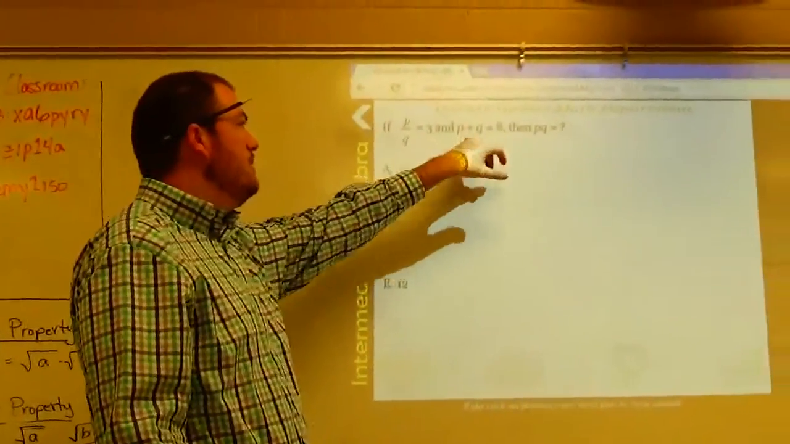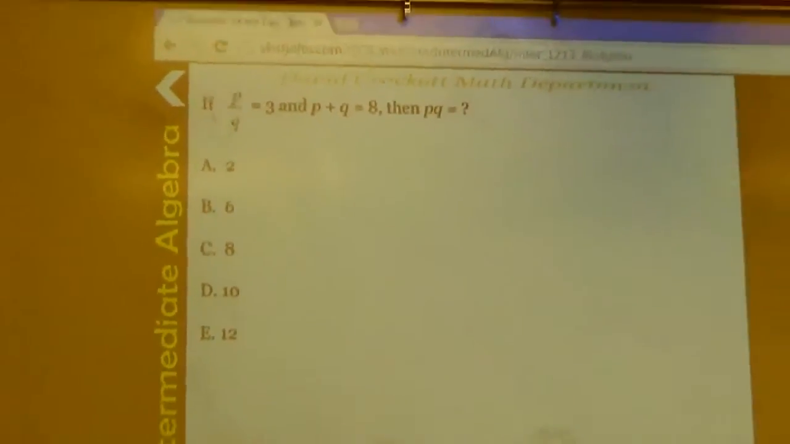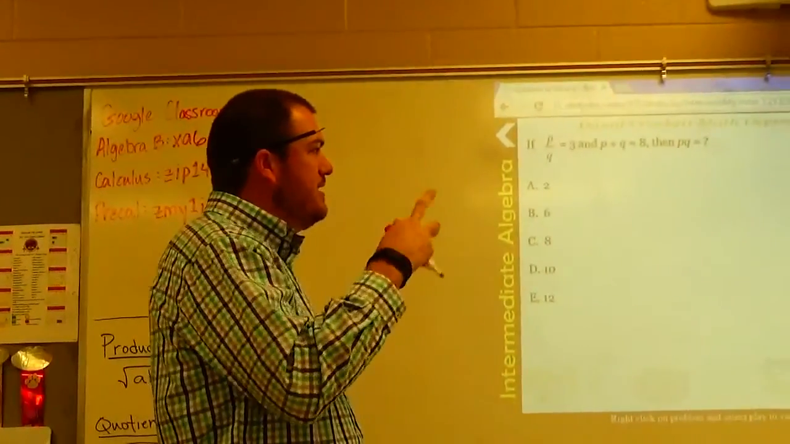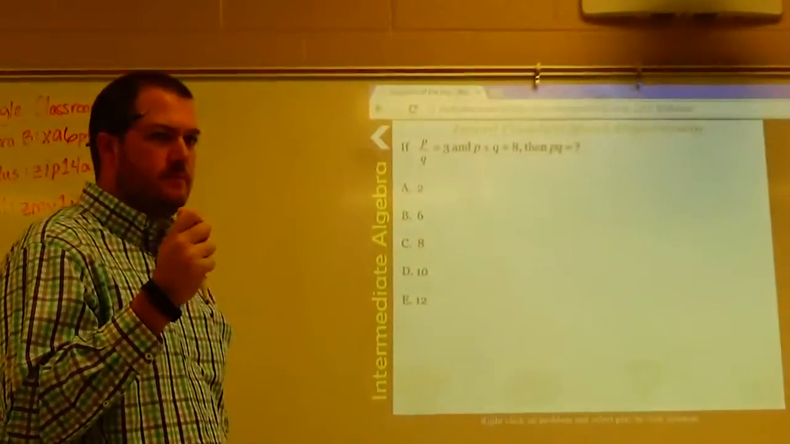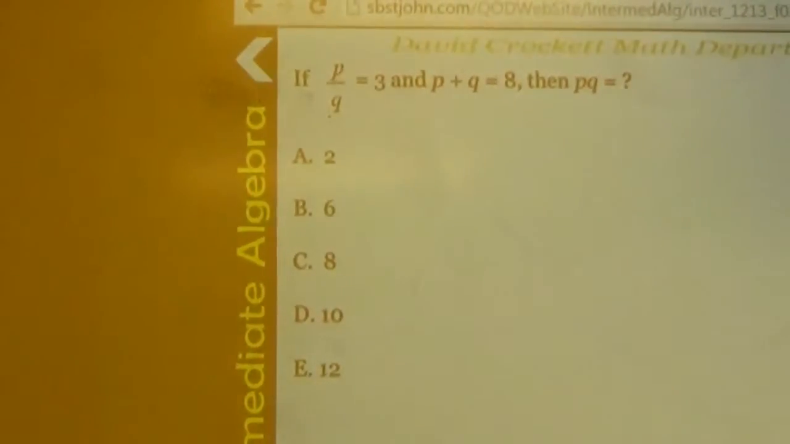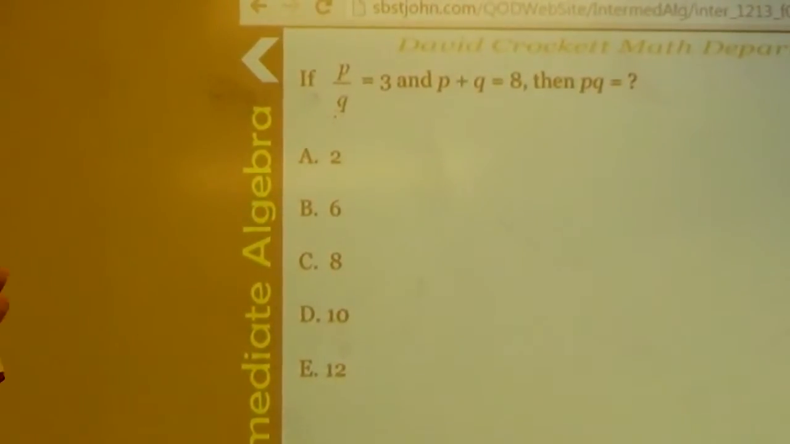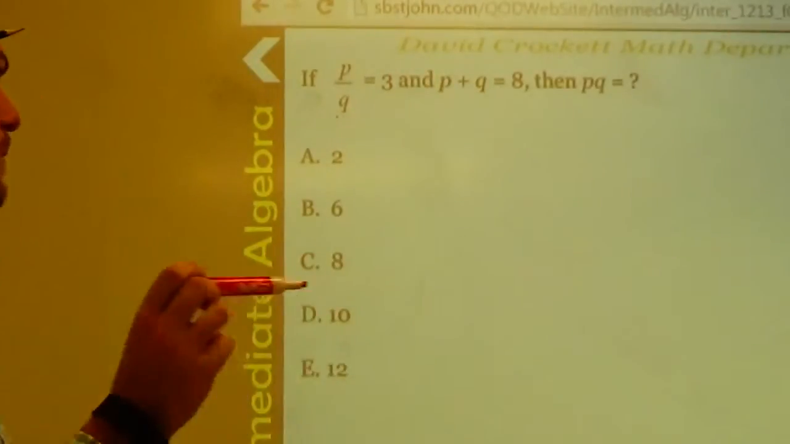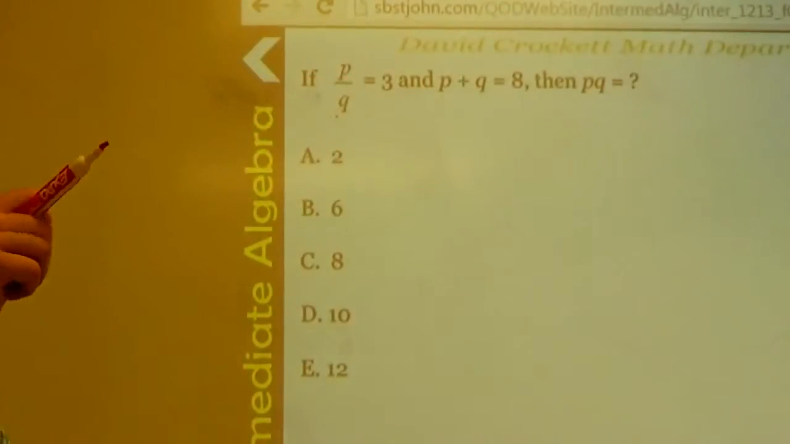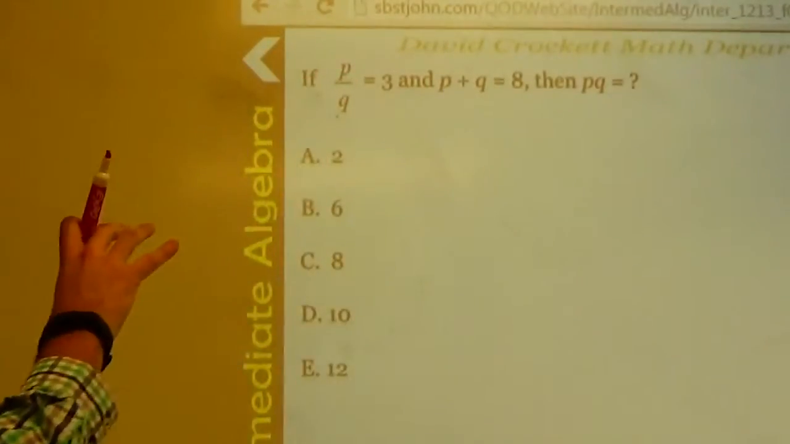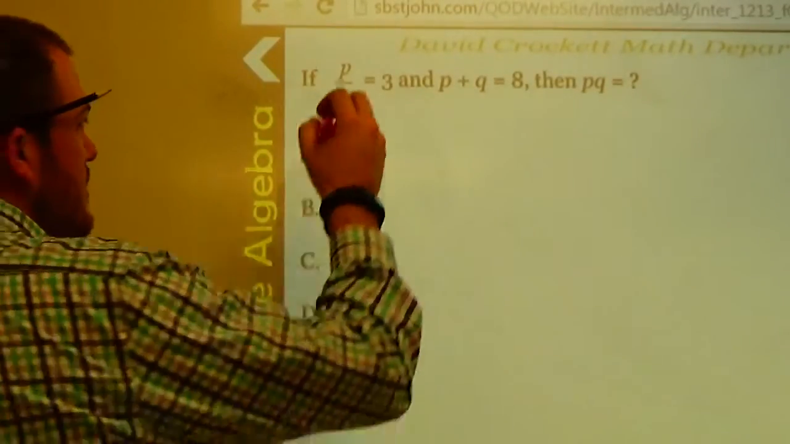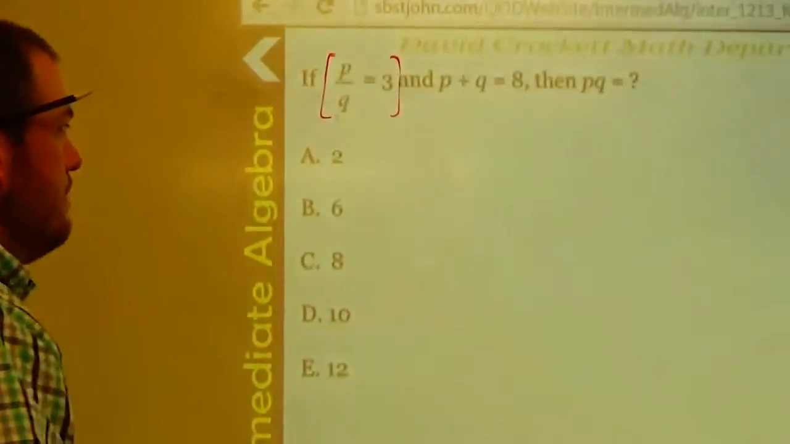P divided by Q equals 3, P plus Q equals 8. We want to find out what P times Q is. So does anybody have an idea of what we should do? Alright, we can do that, but there's actually an algebraic way to do it with what we've been given. Anybody remember? Not really? Well, what if I just look at this equation here?